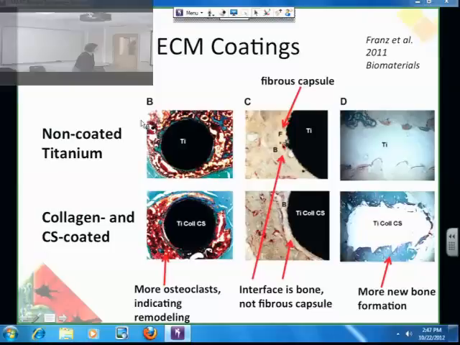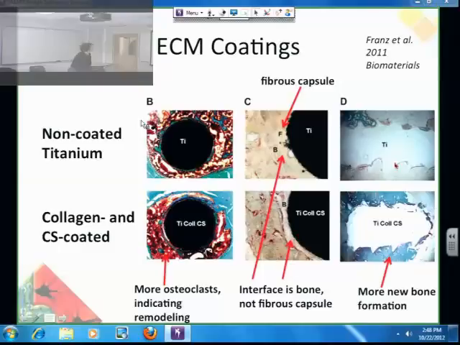But if you look at the fibrous capsule, I think this is after a couple weeks. On the unmodified titanium surface, you see a fibrous capsule that, I don't know how thick it is. There's no scale bars on here, but it's there. And then what's surrounding this coated titanium rod is actually bone, and it probably has a couple cells thick of a small fibrous capsule that the authors don't point out because it's not visible in this image, but I assume it's probably there. So the collagen chondroitin sulfate coating reduced the size of the fibrous capsule.